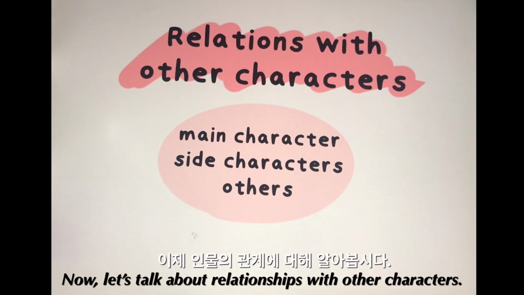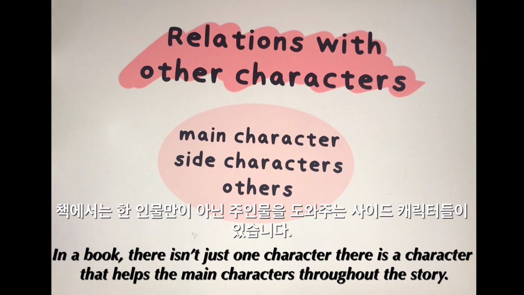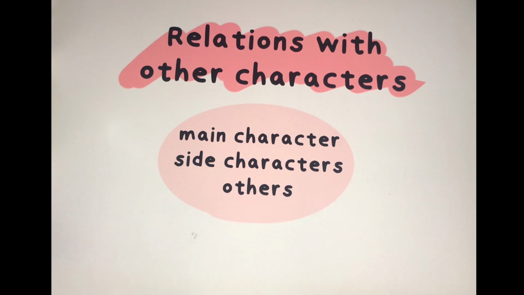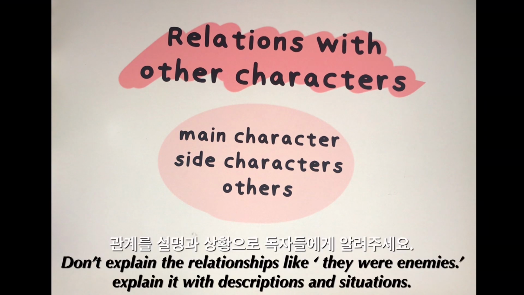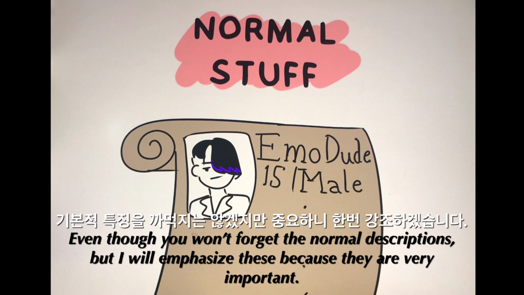Next is relationships with other characters. In a book, there isn't just one character, the main character. There have to be side characters that help the main character throughout the whole story, like the hero's sidekick or friend or family member. And in order to show the relations, you have to describe them, not go like they were enemies, okay? And do not forget the normal stuff. Well, you won't forget it, but this is very important in the story.